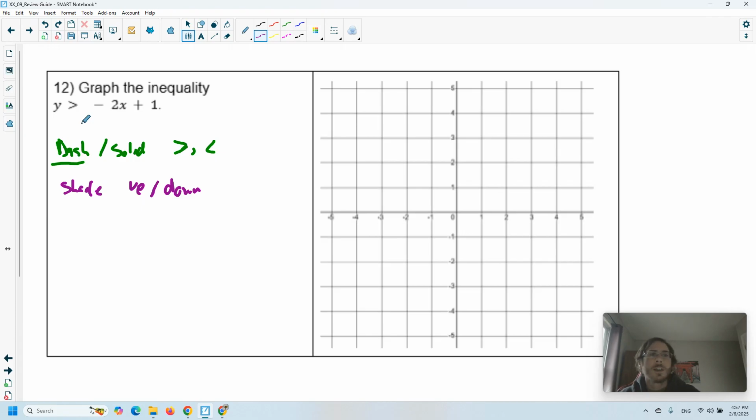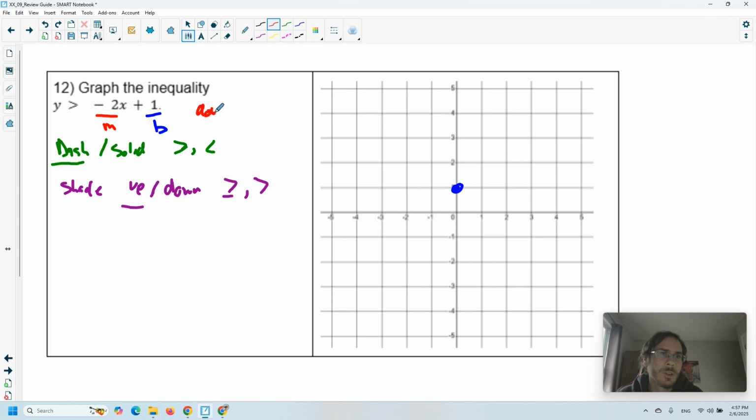If we look at our sign, we've got y is greater than. Greater than is going to shade up, so we're going to pick up. All right, other than that, we have our b, the y-intercept, so we'll just jump right to 1. We have our slope, we have m.